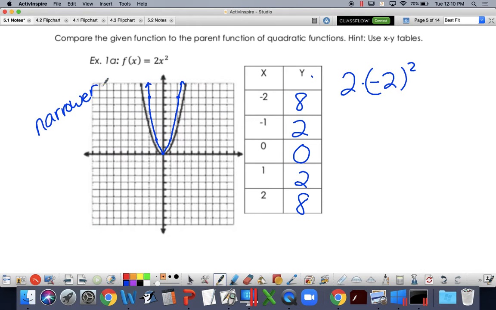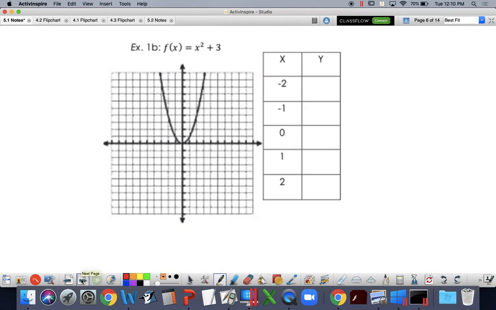And really, the reason why it is narrower, this 2 out in front works the same way we saw transformations in our last unit. We're stretching it away from the x-axis. But I like your description of narrower, because that's how I'm going to make you describe it later. Is it narrower or wider than our parent function? All right, let's look at our next example.